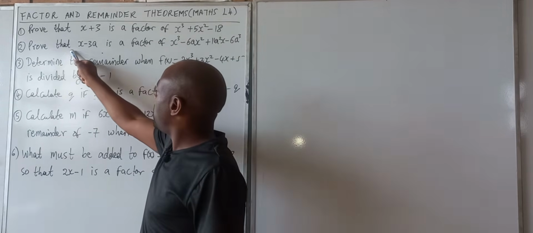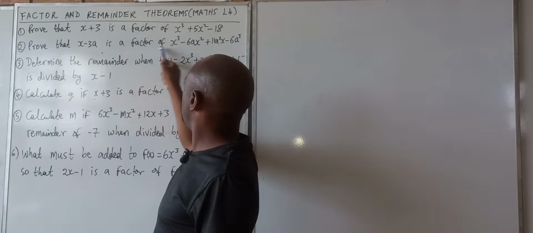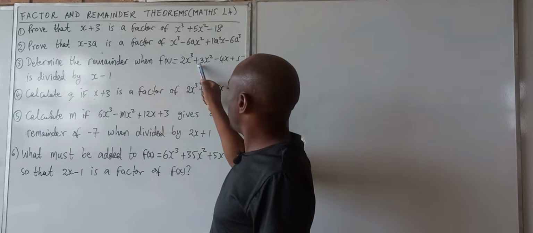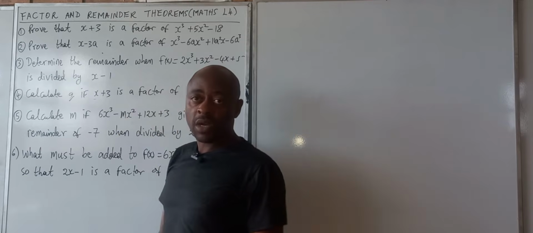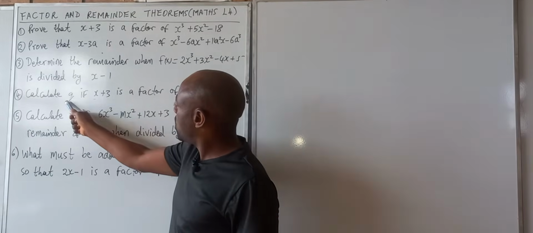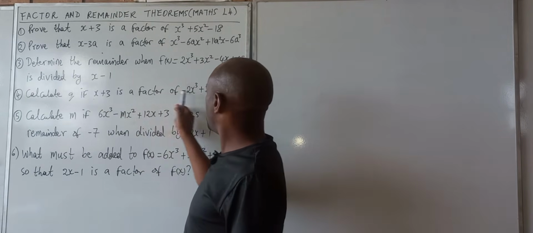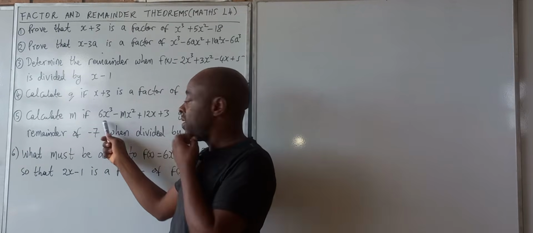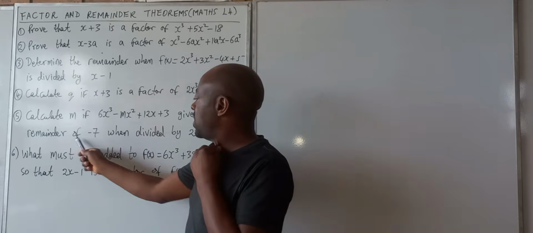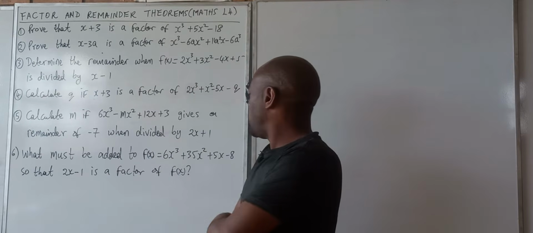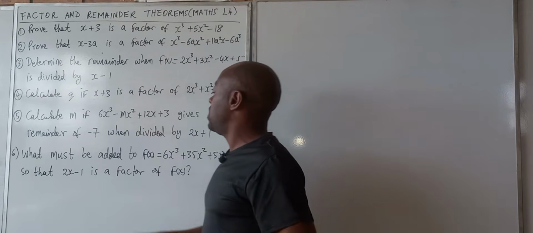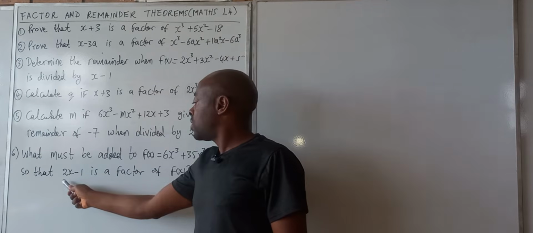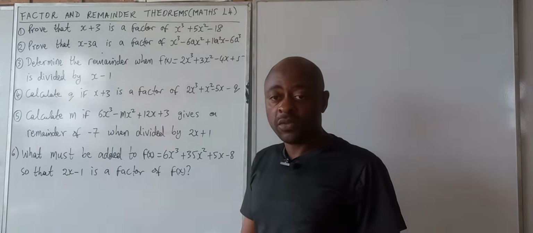The next one is just like the first, but still proving that x minus 3 is a factor of this function. Then we will determine the remainder when f of x is divided by x minus 1. Then we'll calculate q if x plus 3 is a factor of a function given. Then we'll calculate n if this function gives a remainder of -7 when divided by 2x plus 1. And finally, what must be added to f of x so that 2x minus 1 is a factor.